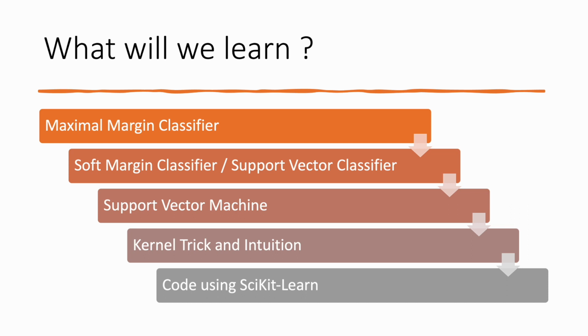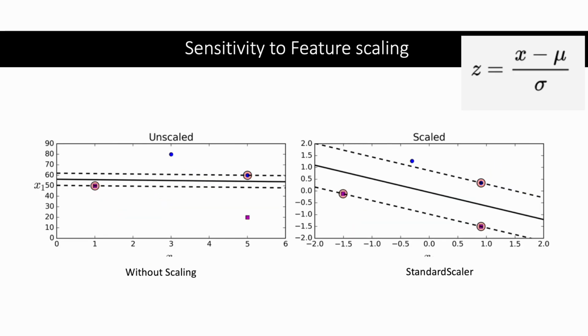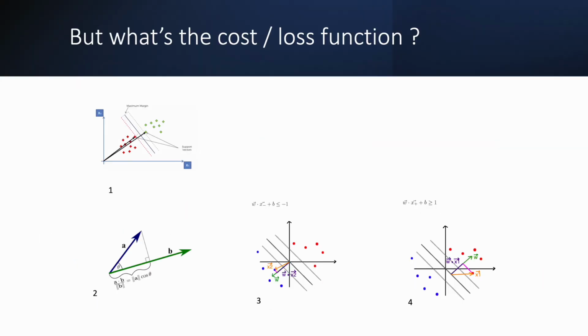So what we have learned till now, we have seen the maximum marginal classifier. In the last video, we also saw the intuition behind the soft margin classifier, aka support vector classifier. We have seen the complete math work behind it. Now in this particular video, we are going to see something which is super important, which is support vector machine and the kernel trick. So without further ado, let's jump right in.